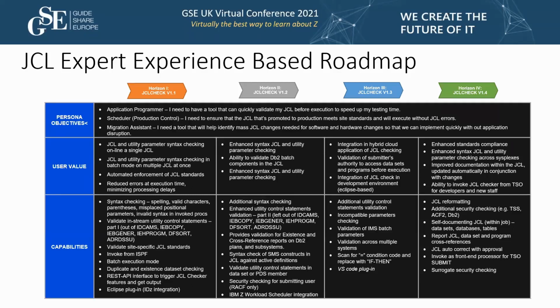So finally, in the fourth horizon, we have the JCL reformatting, additional security checking that I already commented on, the self-documenting JCL within job, the report on JCL, dataset and programs cross-reference, the autocorrect, the possibility to invoke as a front-end processor from TSO submit, and surrogate security checking.